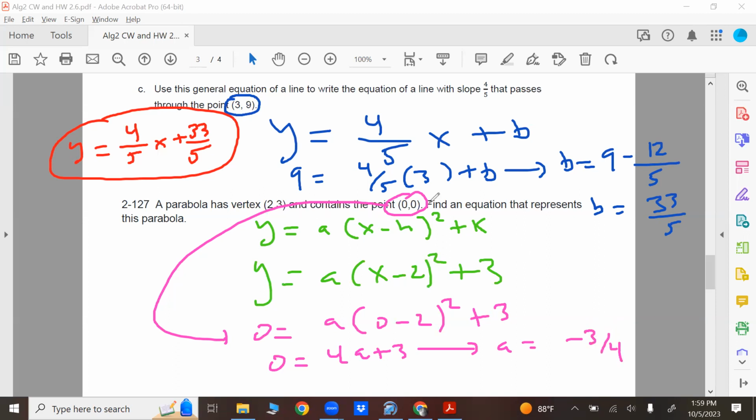So the equation's easy. Now I got it. y equals negative 3/4 times x minus 2 squared plus 3. As it should be, it's going down. If you have 2, 3 as a vertex and 0, 0 is another point, it's going to be pointing down. So as it should be, negative for a. And I'll just highlight it to indicate I got the final answer.